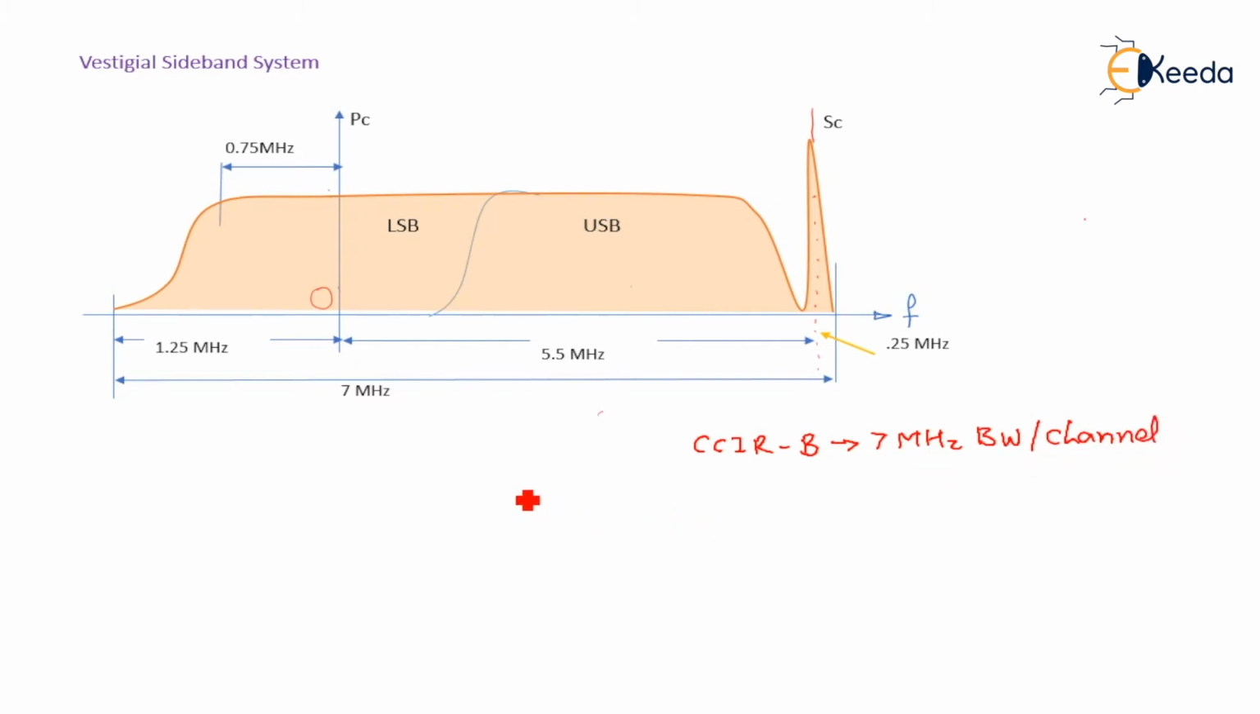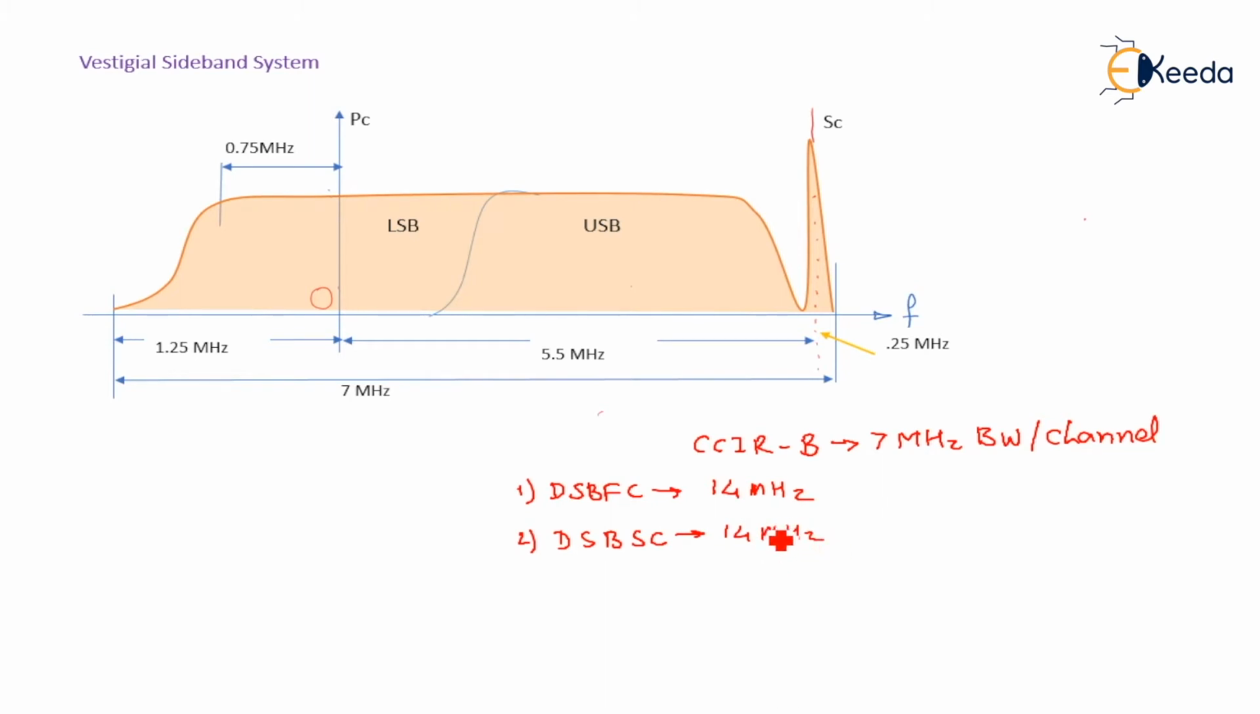We'll consider two situations. One, if we go for double sideband with full carrier, what happens? 7 into 2, 14 MHz bandwidth we will require. So even though we go for DSB-SC, then again 14 MHz bandwidth will be required.